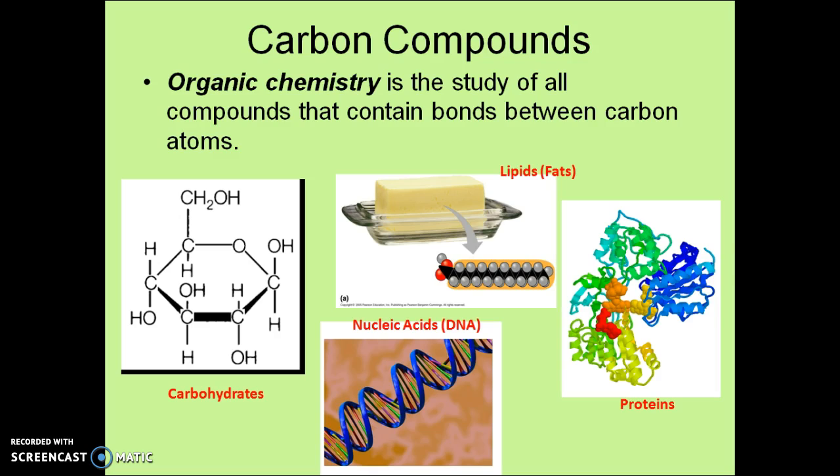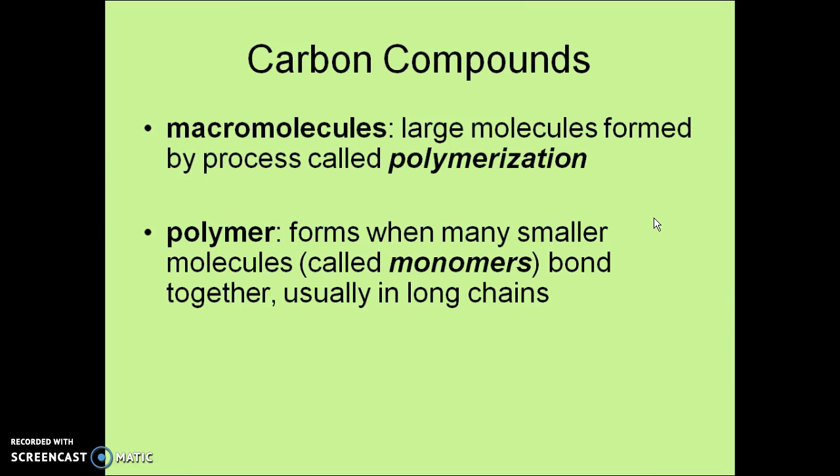And we have 4 main molecules that we're going to look at today that are carbon containing and found in your cells. The first one is carbohydrates, which are also called sugars. The second is lipids, which are also called fats. The third is nucleic acids, one of which is DNA. And the fourth one is proteins.